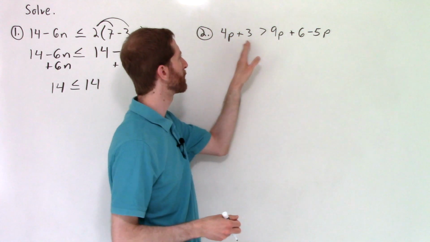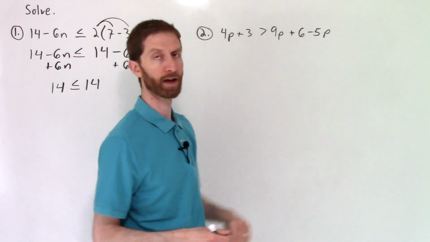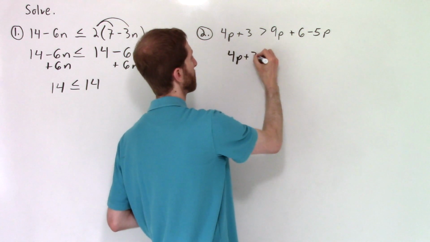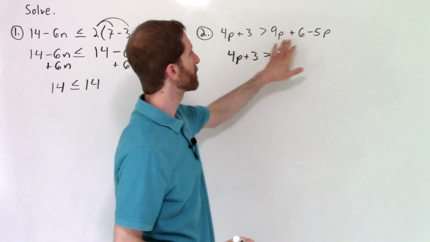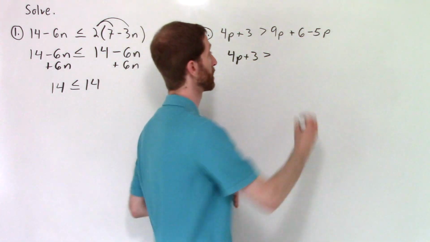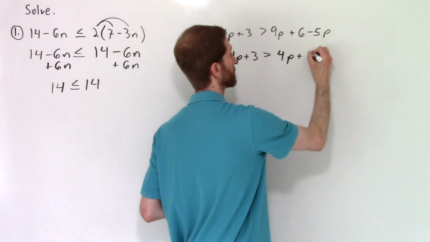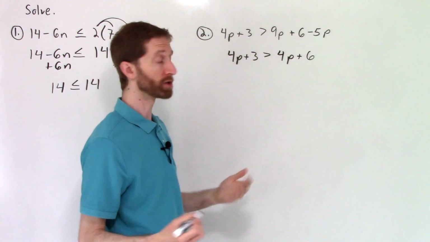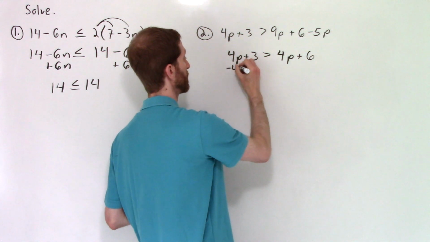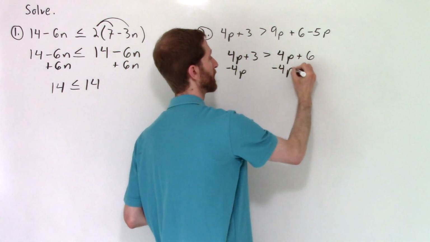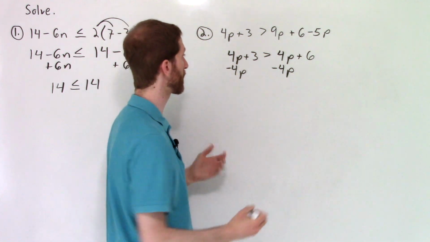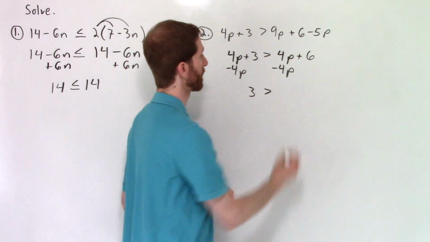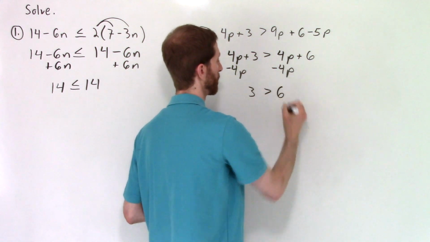So number 2 has 4p plus 3 is greater than 9p plus 6 minus 5p. So nothing I can do on the left-hand side, so I'll copy it down to the next step. 4p plus 3 is greater than, now I can combine like terms here. 9p minus 5p is going to be 4p plus 6. Well, let's keep going a little bit further. I noticed that I can join the p's together, so I'm going to do that solving like it's an equation. I'll subtract 4p from both sides, but a little bit of foresight, looking ahead a little bit, shows us that the p values will cancel on both sides. 4p minus 4p is 0, leaving us with positive 3 is greater than 4p minus 4p, again 0, positive 6.